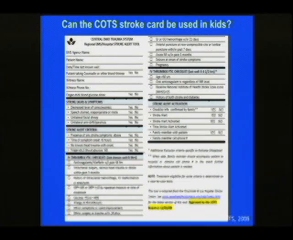So the dilemma. Now, the question is, can you use a card like the COTS card to help make you think about the diagnosis?